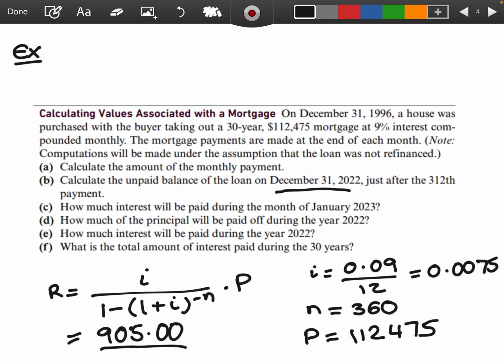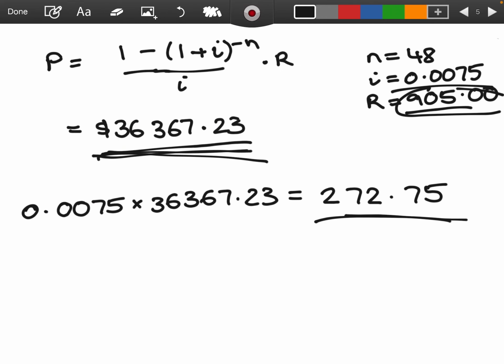Okay. Well, to see how much principal will be paid during 2022, we just have to see how much unpaid balance there was at the end of 2021, and then subtract how much unpaid balance, how much principal we have left at the end of 2022. We already know the answer to the second part of that. We already know at the end of 2022, we have this $36,367.23 left to pay off.